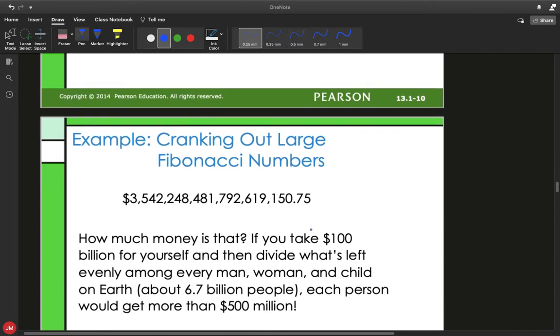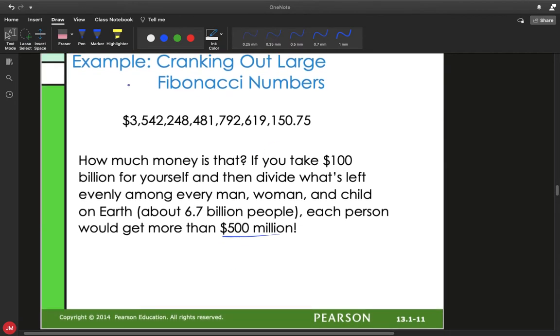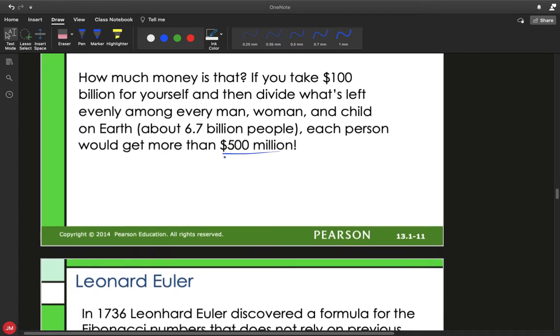And if you think about how much money that's worth, even if you took out $100 billion for yourself, which, hey, $100 billion, plenty, right? That's more than enough that you could possibly have. And then divide everything else that's left over by every other person on Earth, which at the time these PowerPoint slides were made back in 2014, that population was about 6.7 billion. So a little bit more people in the world right now. But at 6.7 billion people, each person that's left would still have $500 million for themselves. So think about how much money that is. If everybody had that much money, that's a very, very large number that we're dealing with.